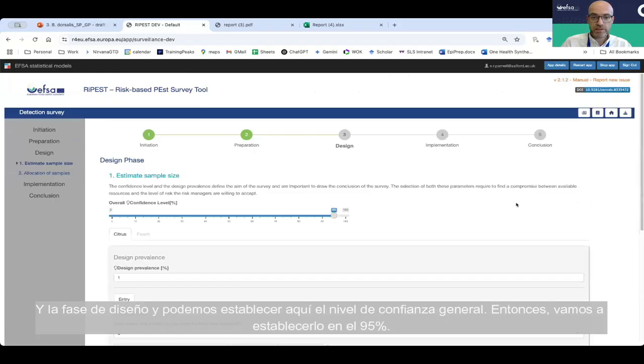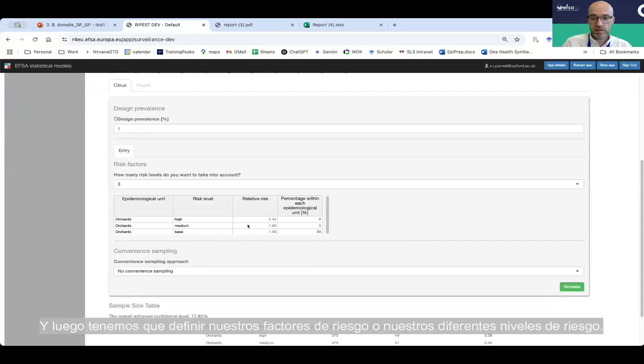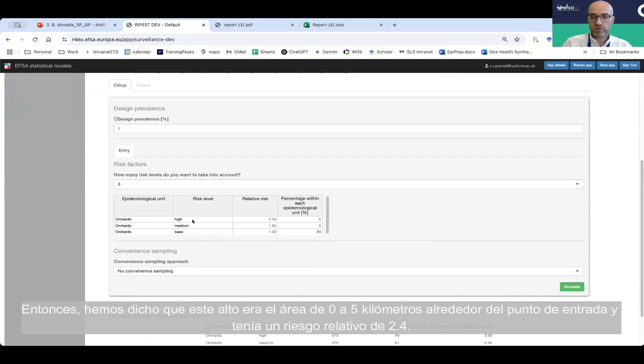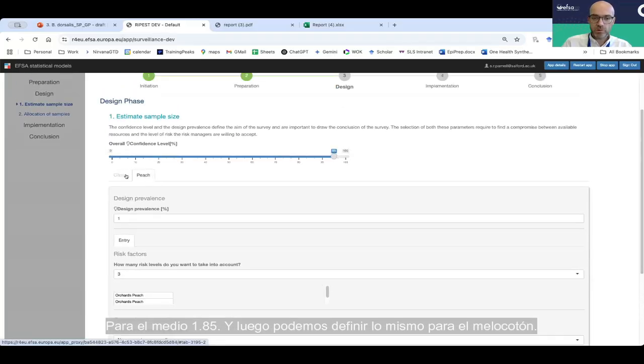In the design phase, we can set here the overall confidence level. So we're going to set that at 95%. And we discussed that the design prevalence, so this prevalence that would be eradicable, is about 1%. And then we have to define our different risk levels. We've said that this high one was the area 0 to 5 kilometers around the entry point, with a relative risk of 2.4. For the medium one, 1.85. And then we can define the same for peach.